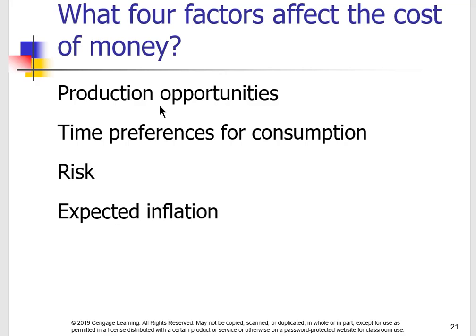What are the production opportunities of the company? The more opportunities you have, the greater demand there is for money, which means the cost of financing goes up. Time preferences for consumption: you would rather consume now than delay to a later date. So how do we get you to delay? We have to pay you more, so the cost of financing goes up. Risk: we know that as things become riskier, the required return or the cost of those funds is going to go up. And indeed, in the end, inflation is a piece of return. So it's a piece of the expected costs of money for the company.